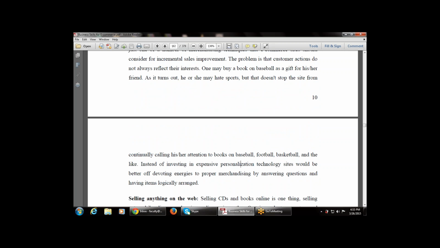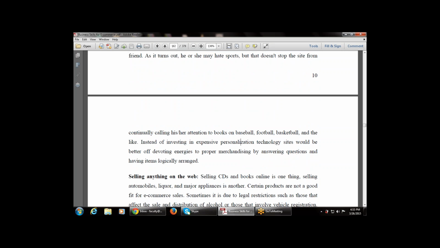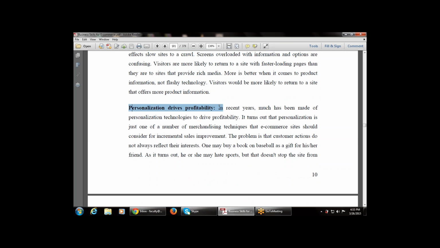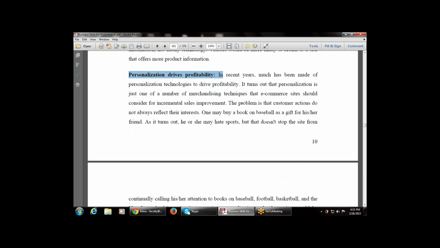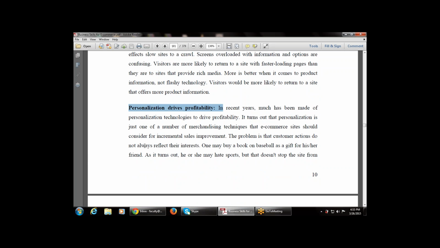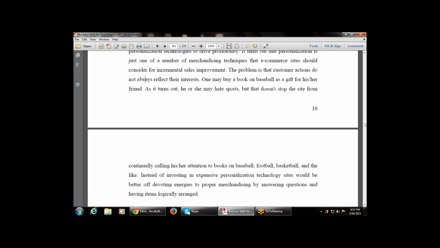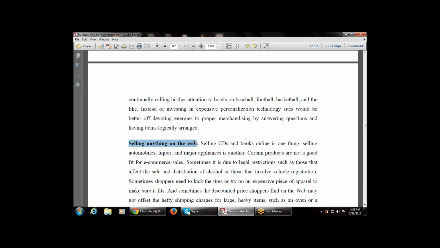So instead of investing in expensive personalization technology, it will be better to properly merchandise by answering questions that are logically arranged. So this is also a myth, that personalization drives profitability. That is, mostly people think that going for personalization while purchasing from various stores becomes profitable.